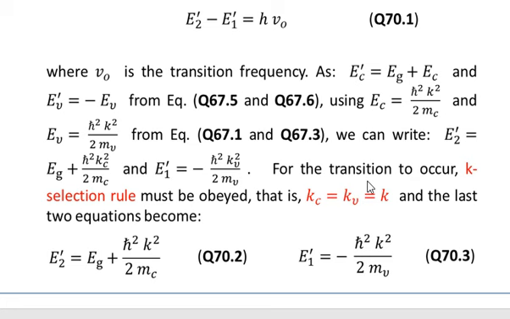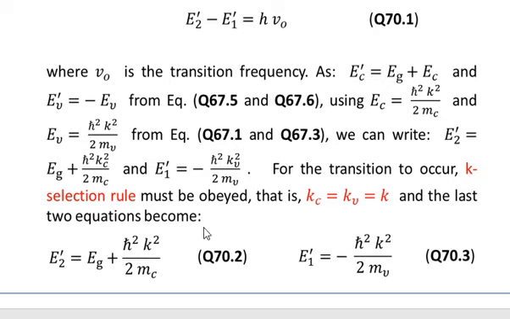Now for the transition to hold, we are applying the K selection rule. So for the transition to occur, the K selection rule must be obeyed, and this K selection rule says that the wave number Kc for an electron in the conduction band will be equal to the wave number Kv for the electron within the valence band. So Kc is equal to Kv in magnitude. So we are setting these two wave numbers equal to the wave number K.